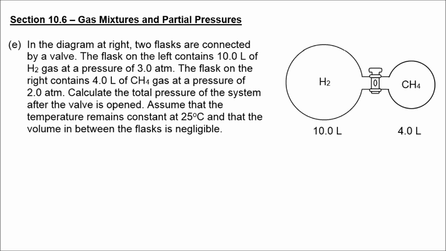Now you might think that all we have to do is add the two pressures together. 3 plus 2 is 5. But we have to do more than that. That would be incorrect. It says calculate the total pressure of the system after the valve is opened. The pressure of the hydrogen is not going to remain at 3 atmospheres.